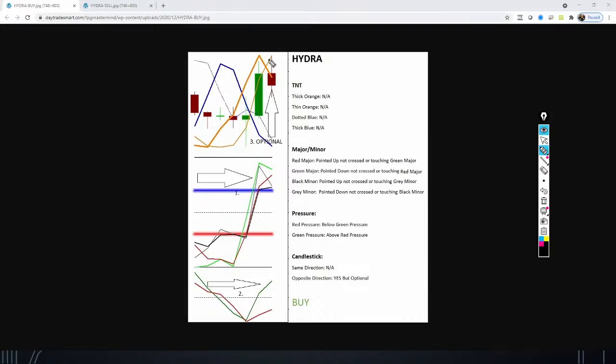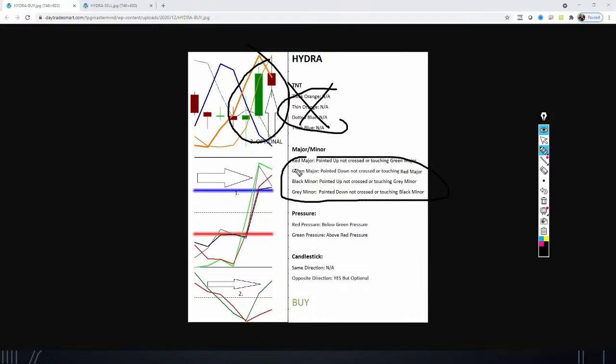Anyway, it breaks down what you're looking for when looking for a Hydra, right? So the TNTs, these oranges and blues, they're not applicable. We don't use those for this setup. Then it'll explain what we want to see in the majors and minors, right? So we want to see green major down, red major up, gray minor down, black minor up. And so they're not crossed or touching. They're creating a hiccup or a double hiccup, right? The pressure, green pressure line, is above the red pressure line.